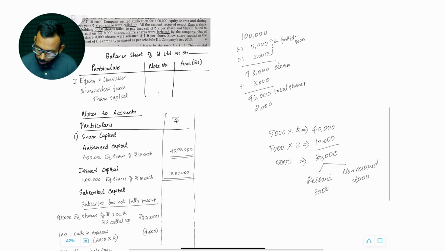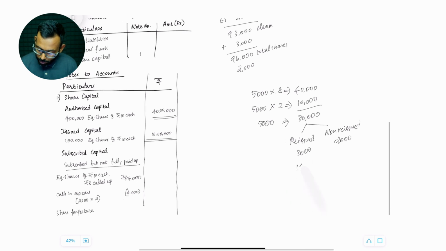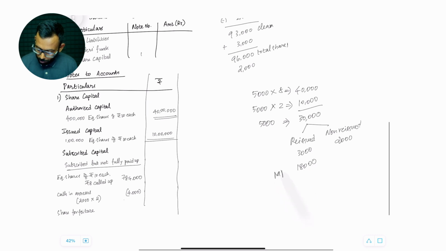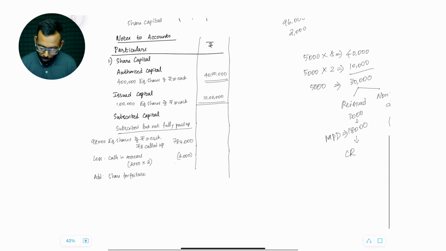Therefore, the proportionate maximum permissible discount for these 3,000 shares will be 18,000. Therefore, for these 2,000 shares, it will be 12,000. Now this portion, whatever the leftover amount after discount would have been transferred to capital reserve, this portion will remain in share forfeiture. Therefore, this amount will stay back in share capital only.